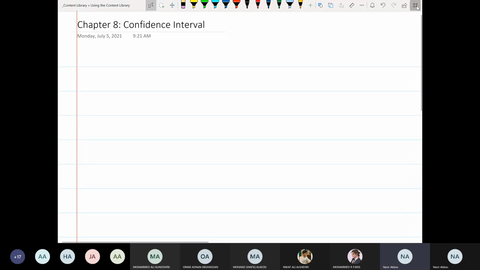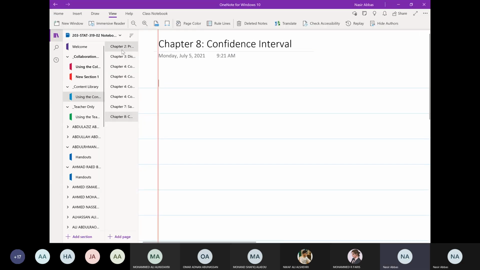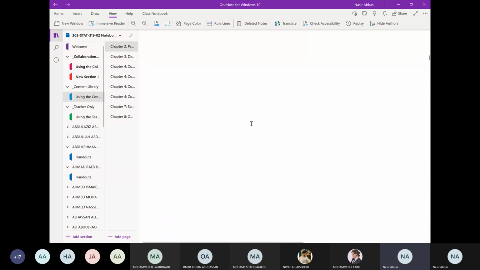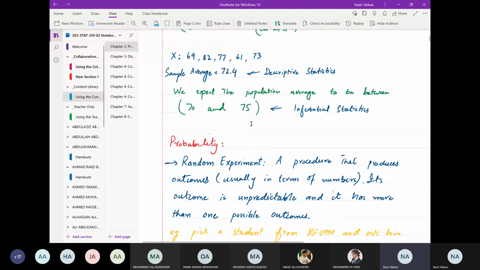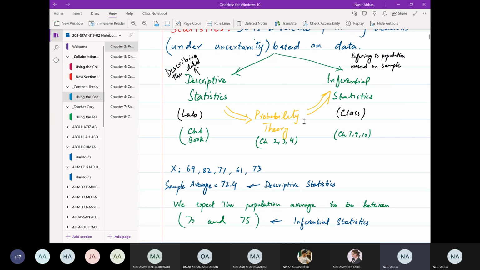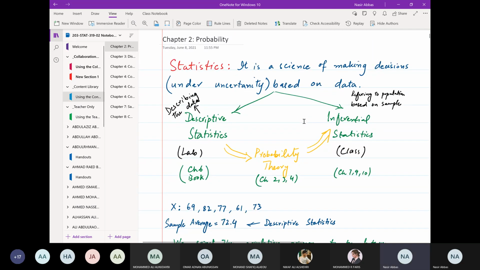Okay, in case there is no question, let me go back to the start of the course where I made a map of the whole course, and from there I will tell you what is going to happen now. If you remember, at the start of the course we said the subject statistics is a science of making decisions under uncertainty based on the data.